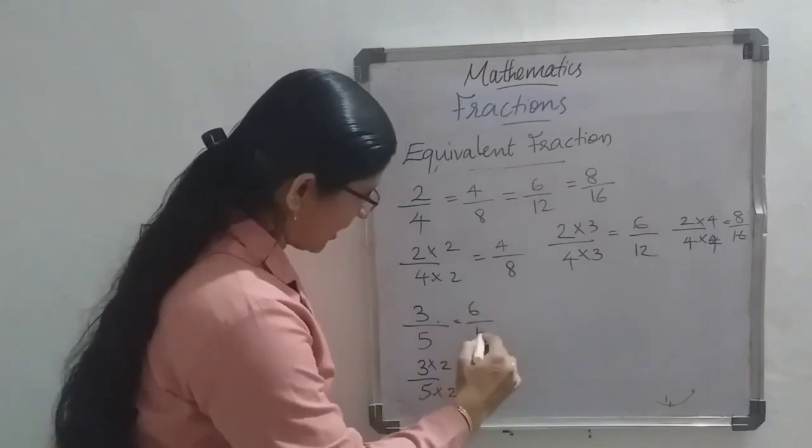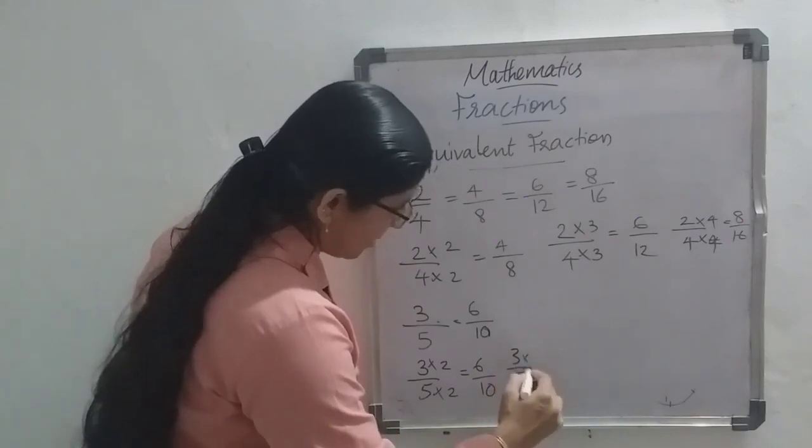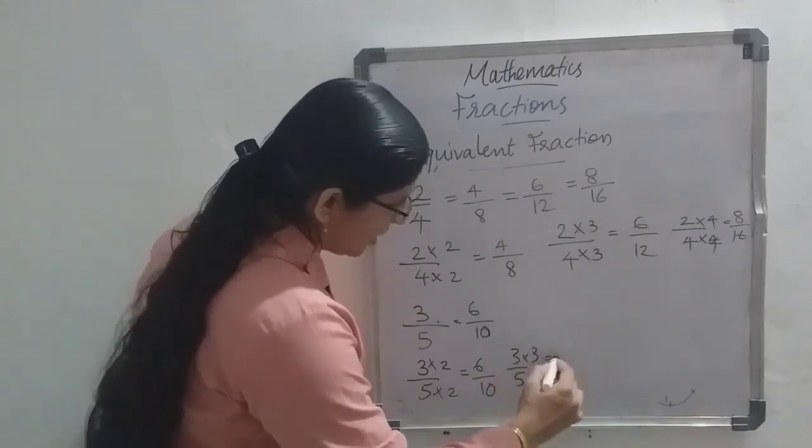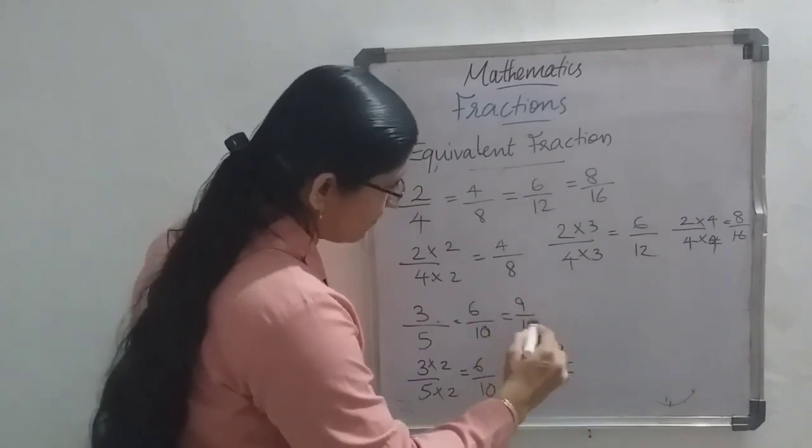So 6 by 10 is the first equivalent fraction. Next, 3 by 5, we can multiply with 3. 3 3s are 9, 5 3s are 15. So it is 9 by 15.